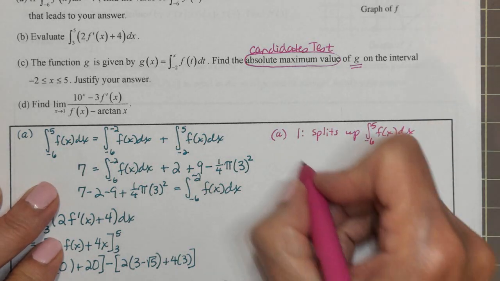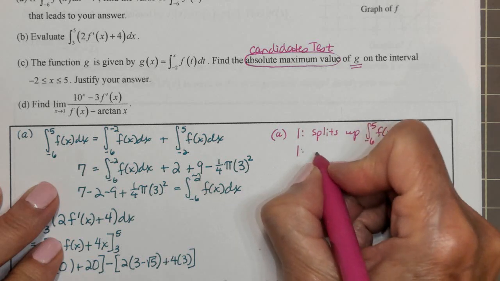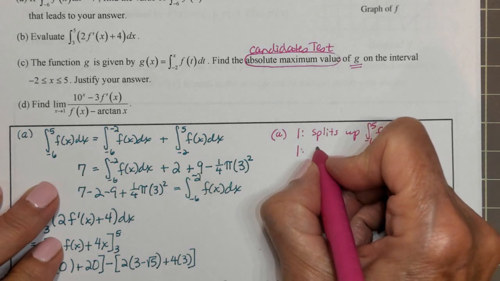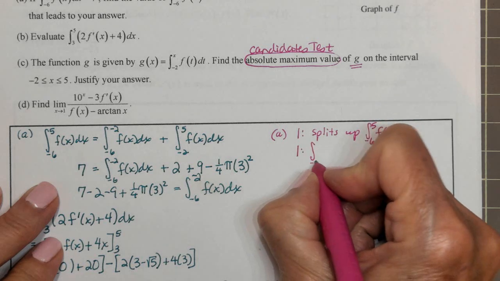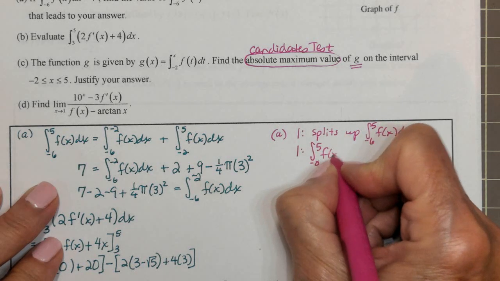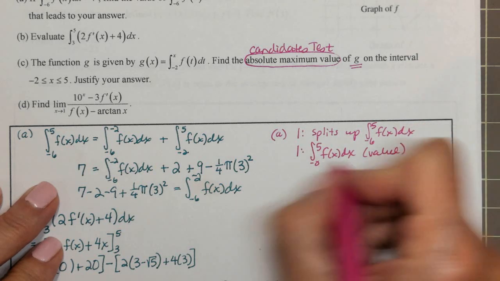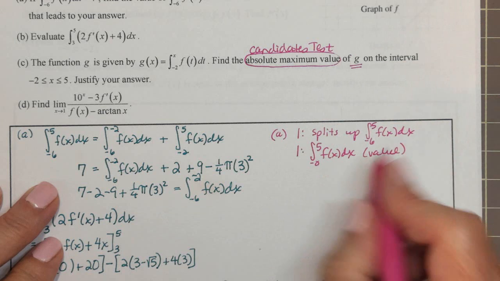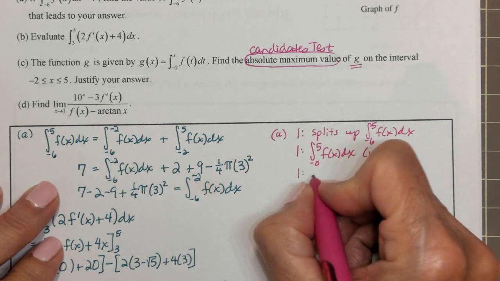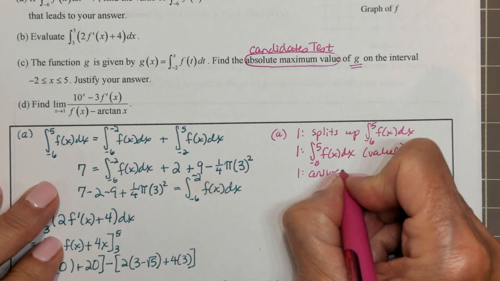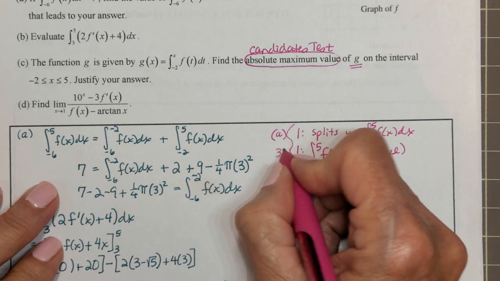Okay, 1 point for that. 1 point for the value of this piece, the value of that piece. That was the area, the signed area under the curve. And then 1 point for the answer. So 3 points for that, part A.